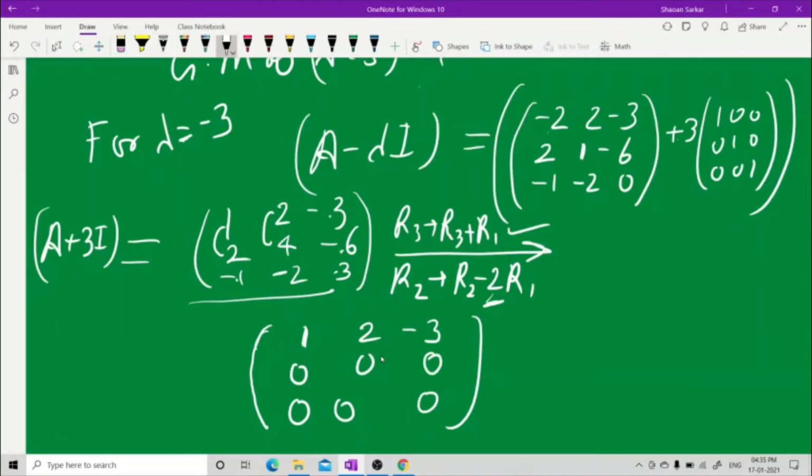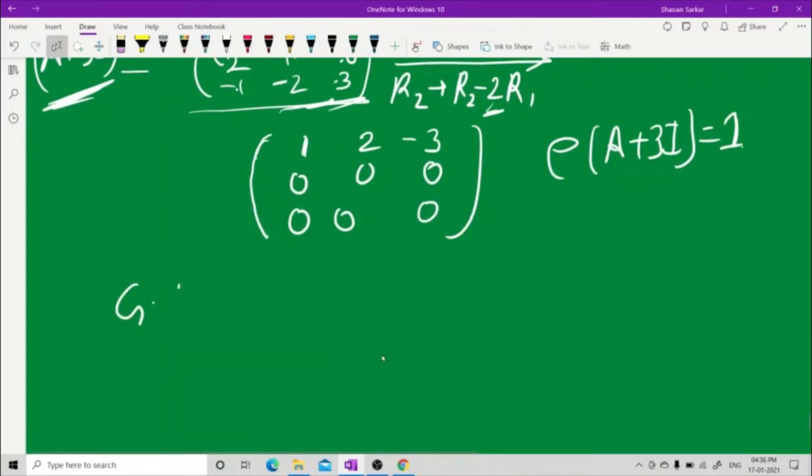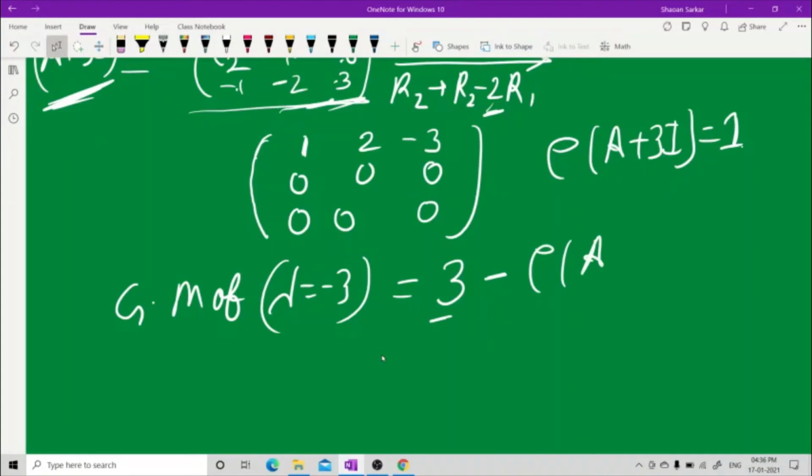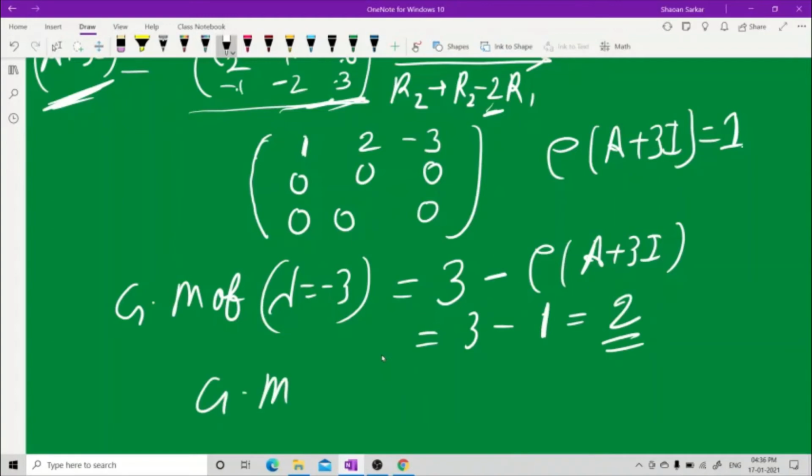So now what is the rank of this? I've told you it is the number of non-zero rows. The rank of A plus 3I is nothing but 1. And what is the order of this matrix? 3 cross 3. Now I will show you what is GM. GM of lambda equal to minus 3 is the order of the matrix n minus the rank of A plus 3I in this case. So you will get 3 minus 1, which is equal to 2. Here the geometric multiplicity is equal to the algebraic multiplicity of lambda equal to minus 3, which is 2.